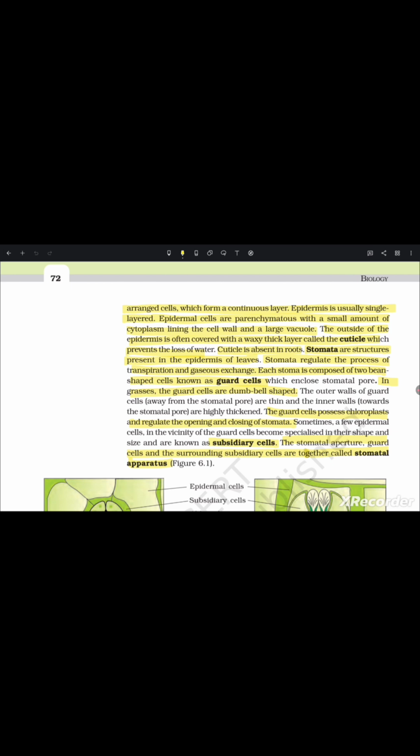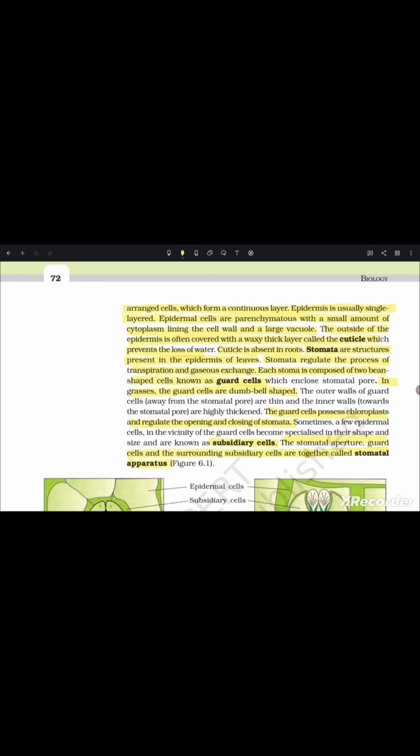The outside of the epidermis is often covered with a waxy thick layer called the cuticle, which prevents the loss of water. Cuticle is absent in roots. Stomata are structures present in the epidermis of leaves. Stomata regulate the processes of transpiration and gaseous exchange. Each stoma is composed of two bean-shaped cells known as guard cells, which enclose the stomatal pore. In grasses, the guard cells are dumbbell-shaped.